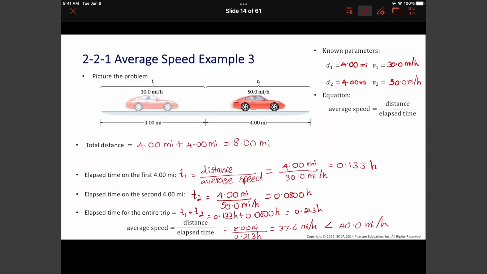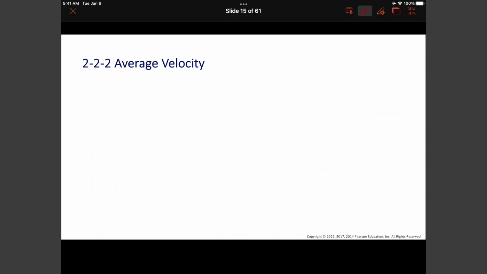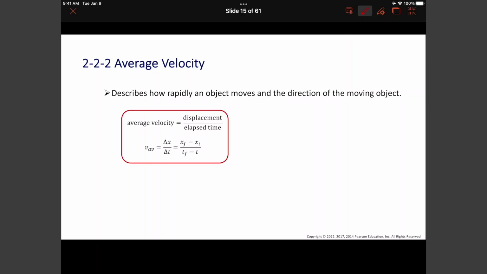So in contrast to speed, velocity describes the rate of motion as well as the direction of the moving object. Speed only describes the rate of motion, not the direction. But velocity describes both the speed and the direction. So we learned that average speed is distance over time. Similarly, average velocity is displacement over time. The displacement is a vector.